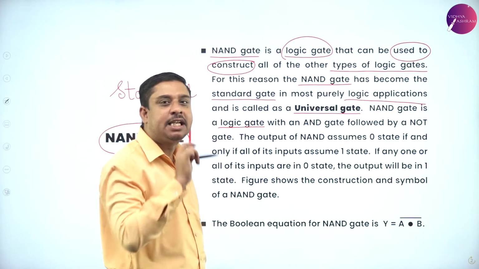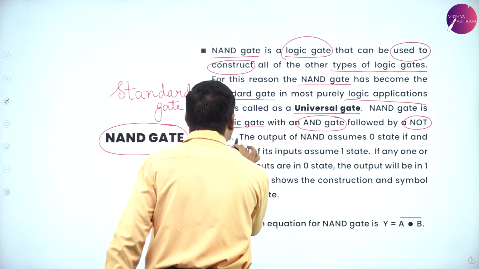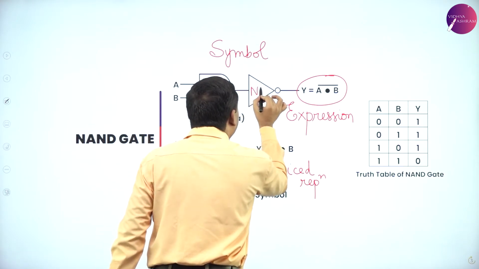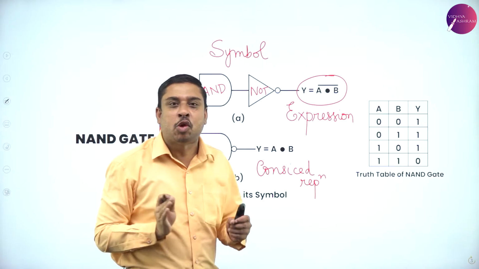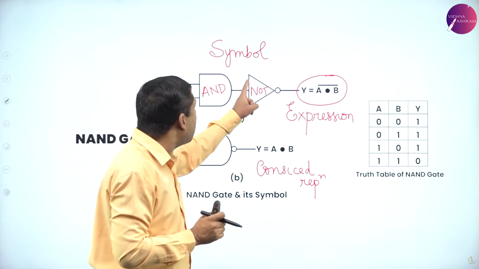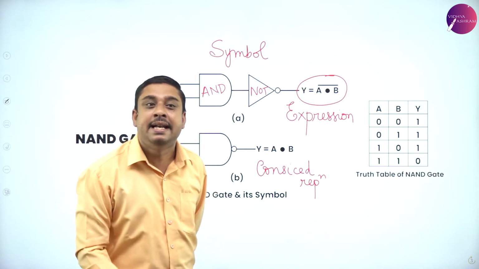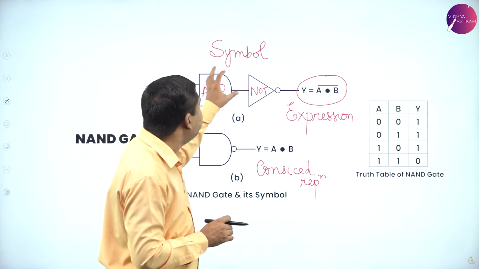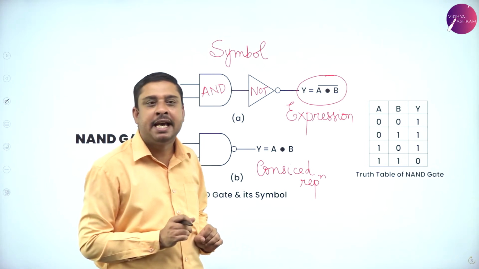is a logic gate with an AND gate followed by a NOT gate. So if you observe, students, here you have a NOT gate and this is the NAND gate. So it is a combination of the AND gate and the NOT gate. The AND gate followed by the NOT gate is constructed as a NAND gate. But what you have to observe here is, I have two different systems combined together. Here, there are two inputs, A and B given.